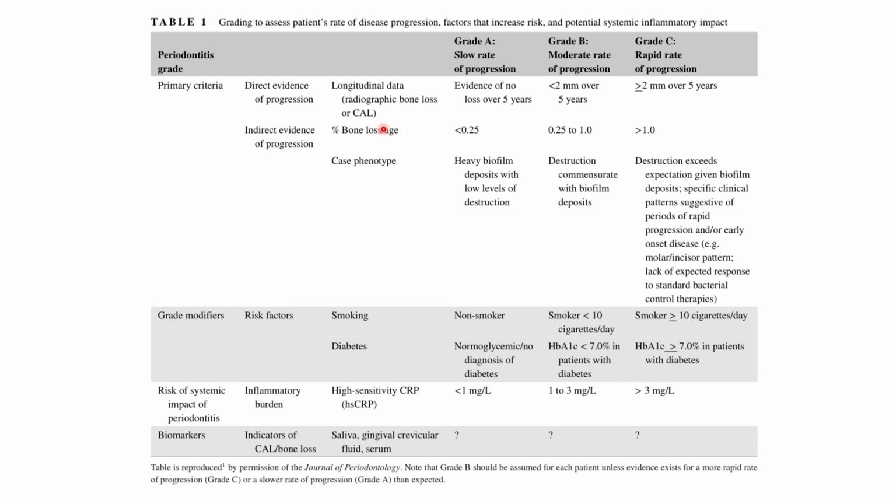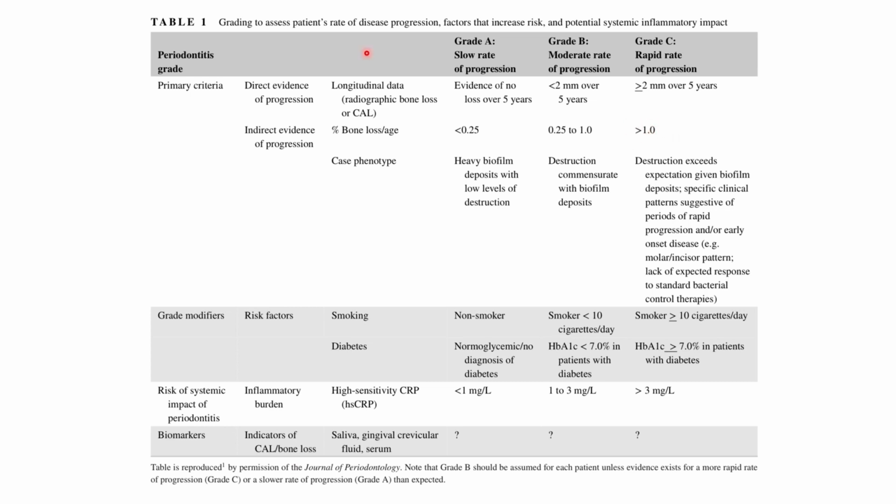And if we have that the destruction exceeds the expectation given the biofilm, that's grade C, and that would probably be generalized or molar incisor pattern. As for the bone loss percentage, so from 0.25 to 1, all this is grade B, moderate rate of progression, which we will expect in most patients. Slow progression is less than 0.25, and rapid progression is more than 1.